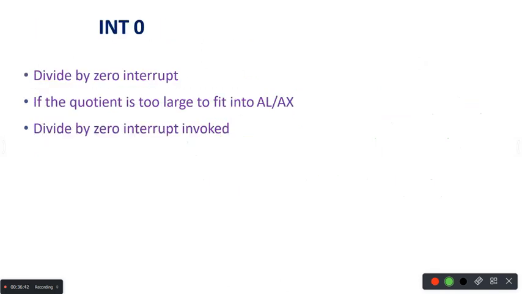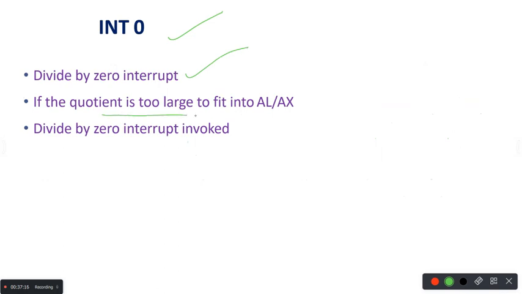Interrupt 0 is used for a specific purpose, the divide by 0 interrupt. Whenever any value is divided by 0, you would get an infinite value. The microprocessor either has to give an infinite value or it has to say an error.